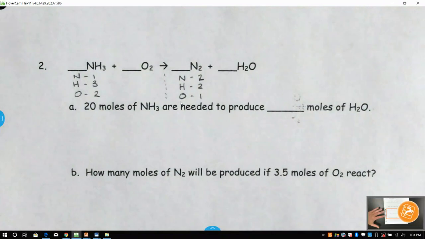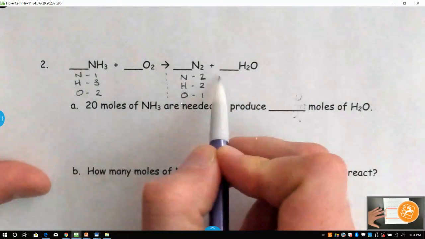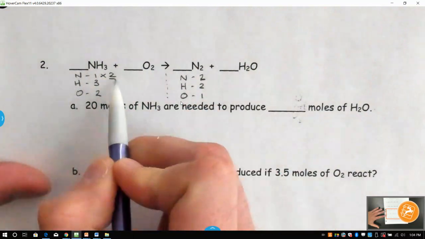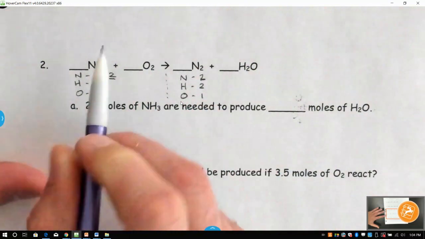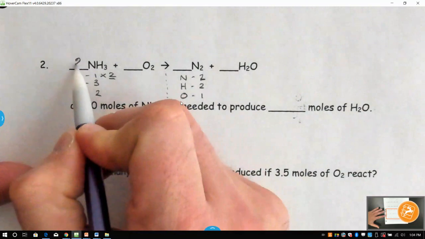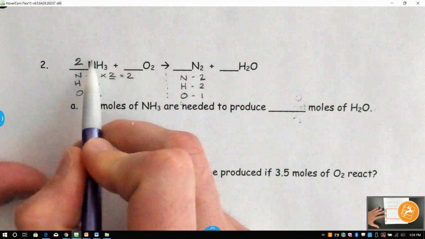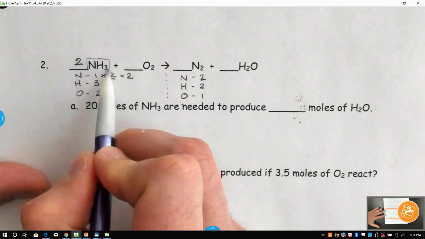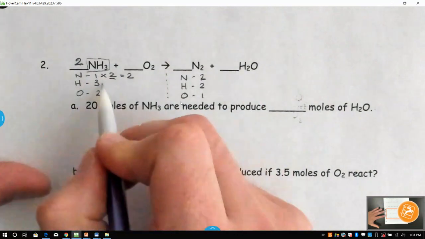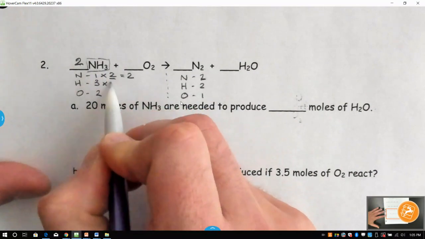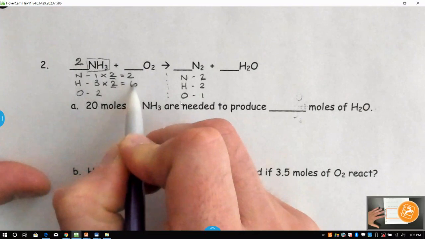Okay, normal convention, we probably try and do the nitrogens first, right? All right, so let's just do it. We have two on this side. We would want to have two over here. So we do that. Whatever you multiply by becomes the coefficient. Remember that. Now, that coefficient applies to everybody in that compound. So we have that 3, that hydrogen also has to get multiplied by 2, which gives us 6.